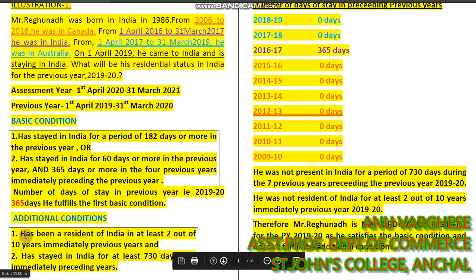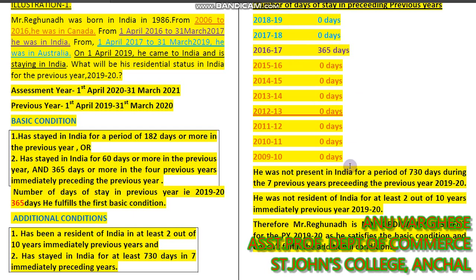Additional condition number 1: he should be a resident for at least 2 out of 10 years immediately preceding the previous year. Second one: has stayed in India for at least 730 days in the 7 years immediately preceding the previous year. For that, you need to write the 10 previous years preceding the previous year and the corresponding number of days of stay, like this.